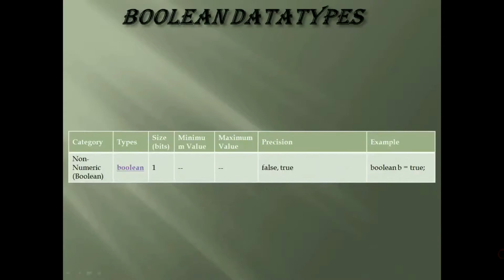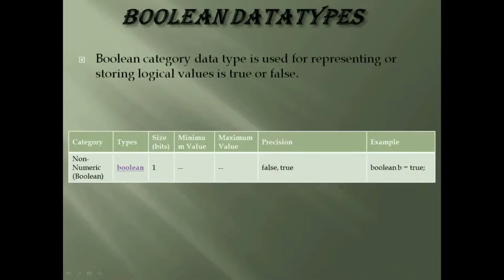Next is Boolean data type. Boolean data type is used for representing or storing logical values, that is true or false. In Java programming, to represent Boolean values or logical values, we use a data type called boolean.